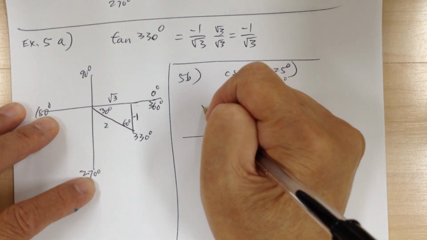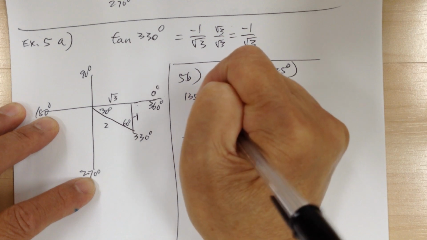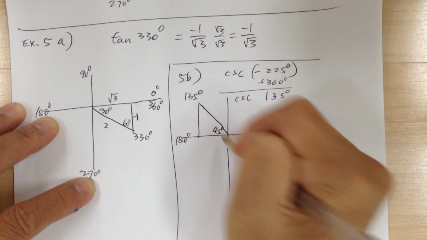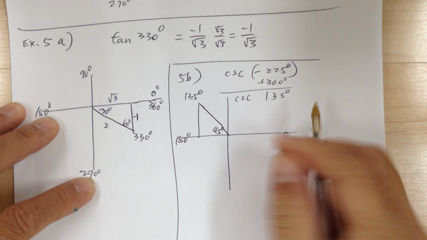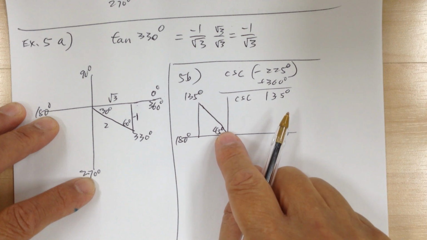So this would be right over here. Okay, so it would be 135 degrees, and this is 180. So alpha would be 45 degrees. Okay, so again, get your angle, draw your reference triangle, get your reference angle.